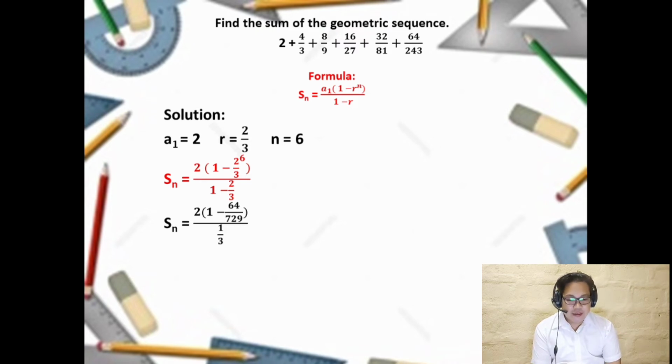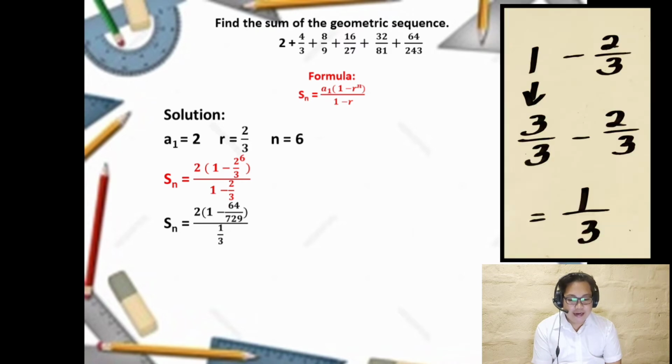1/3. So, paano naman yung 1/3? Magiging, i-rename natin yung 1 na 3 over 3. So, 3 over 3 minus 2/3, para similar fractions na sila, ay 3 minus 2 is 1. Then, copy the denominator. So, we have 1/3.